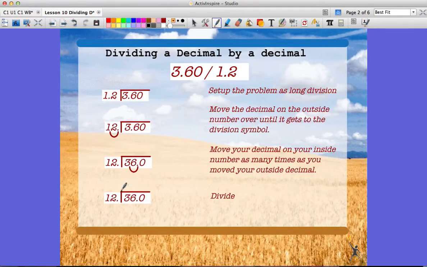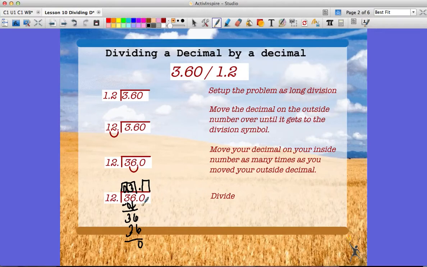Okay, so we put up our chairs. Bring our decimals straight up, because we still bring that decimal straight up. 12 cannot go into 3, so we place a 0 here. 12 times 0 is 0. 3 minus 0 is 3. Bring down the 6. 12 goes into 36 3 times. 3 times 12 is 36.